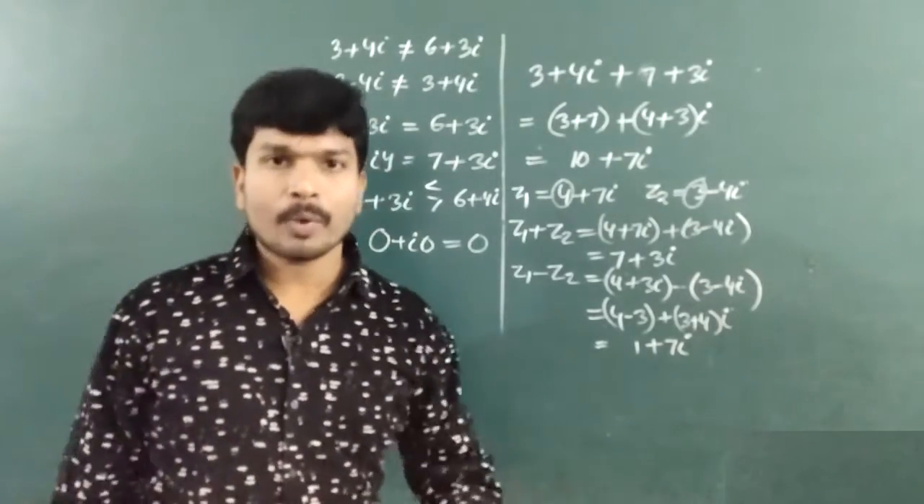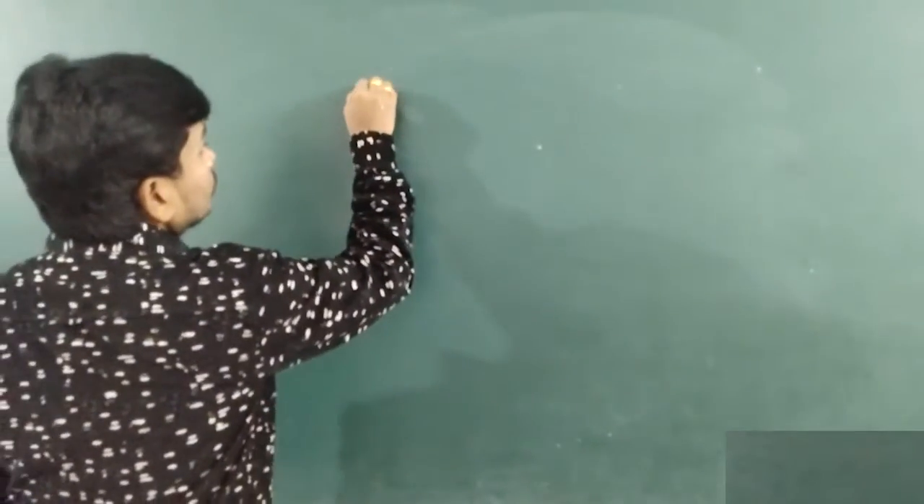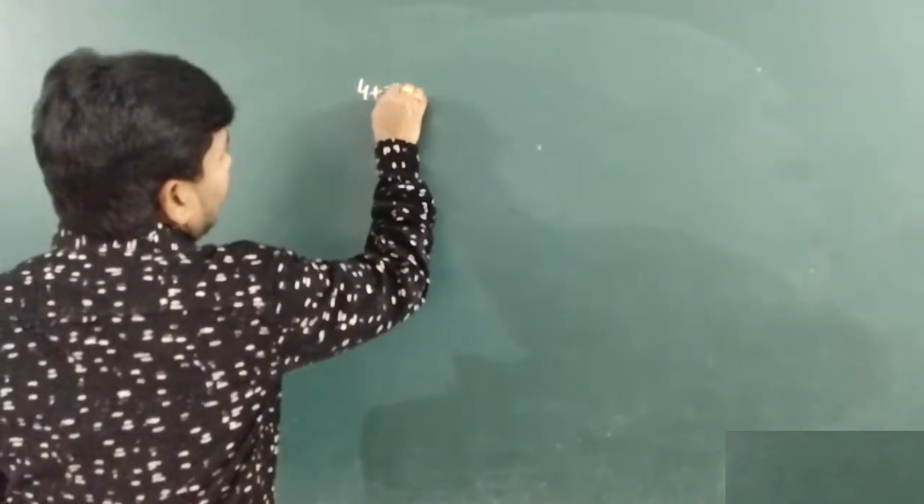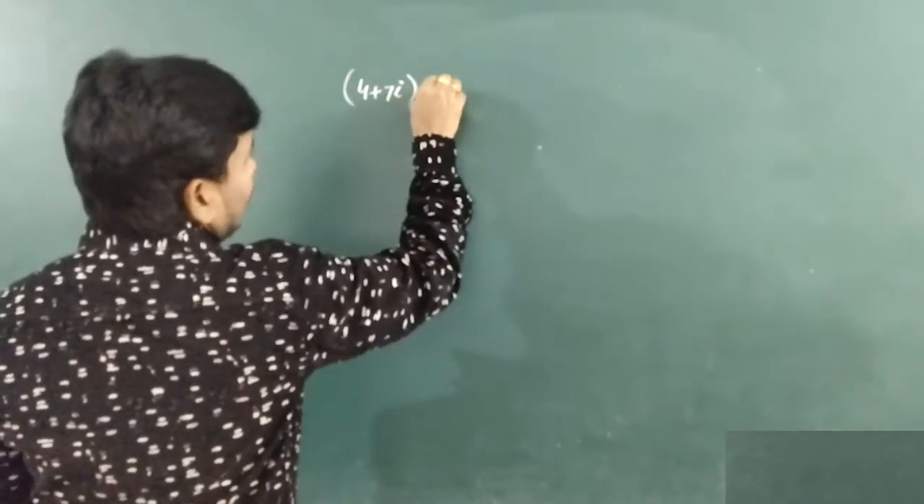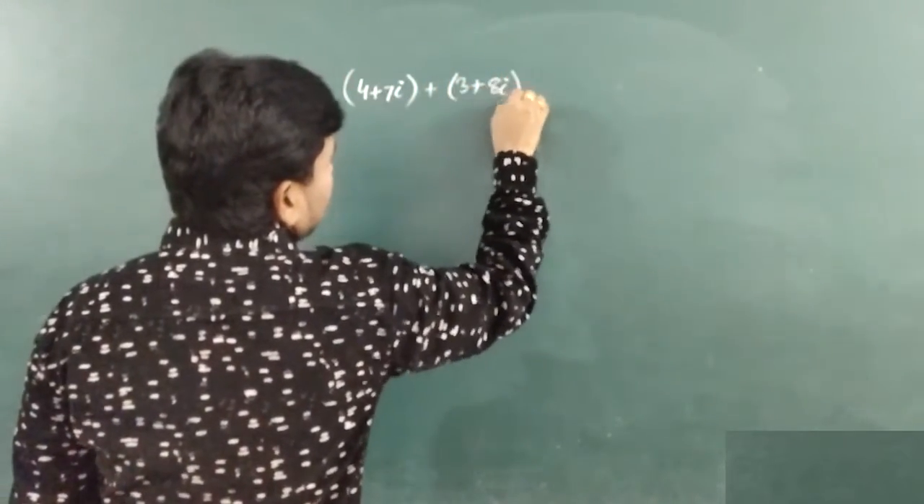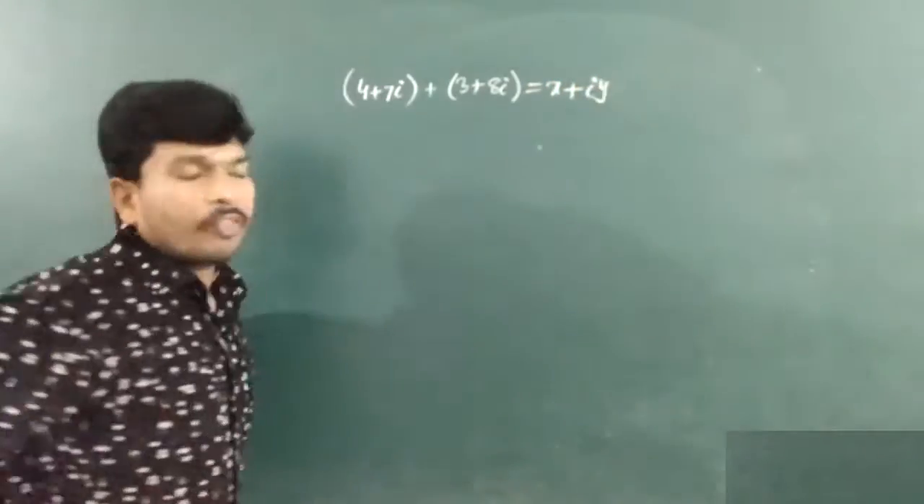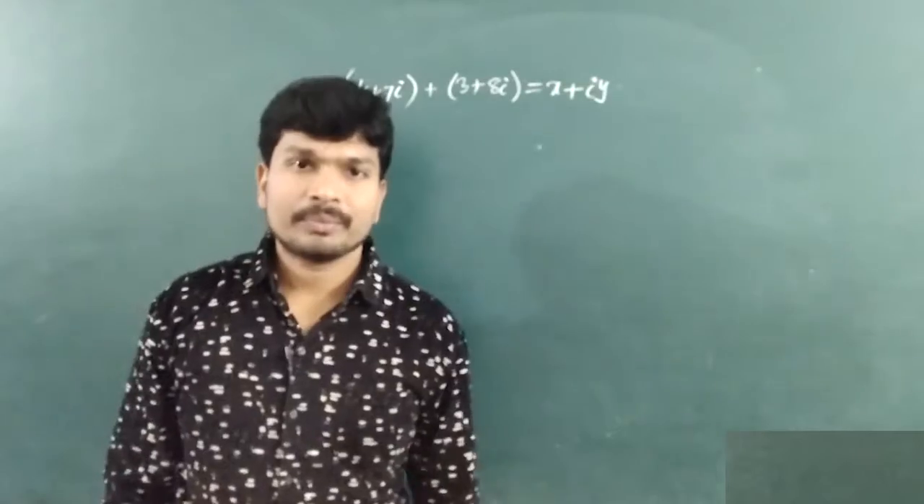Okay, one more problem I am giving you, get ready to do it. If 4 plus 7i plus 3 plus 8i is equal to x plus iy, then find x value and y value.